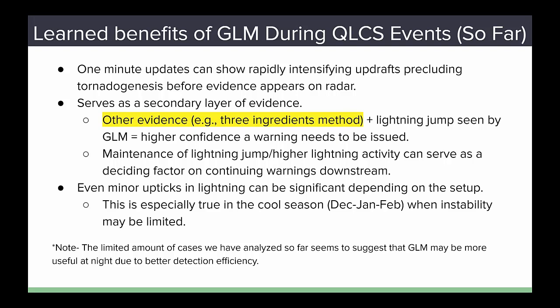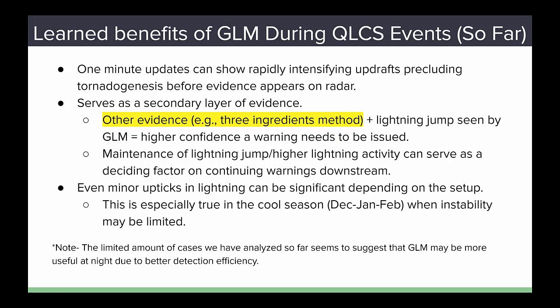It serves as a secondary layer of evidence. So we might start out with other sorts of evidence that a storm is producing severe weather based on other radar data or other satellite data. But then a lightning jump seen by the GLM can just add a secondary layer of confidence that a warning might need to be issued. And it also might help you determine whether or not you need to continue a warning in some situations. And even minor upticks or increases in lightning can be significant depending on your weather environment.